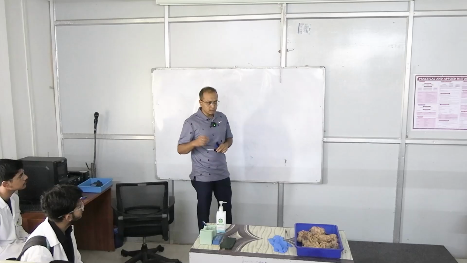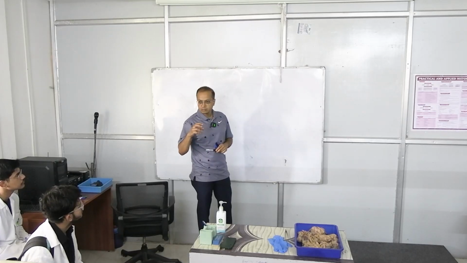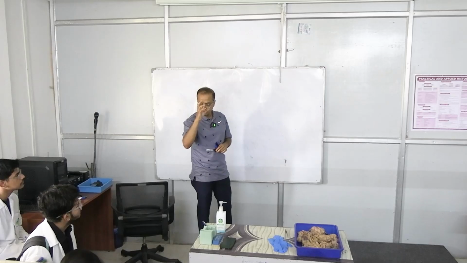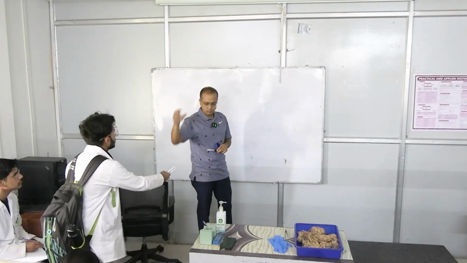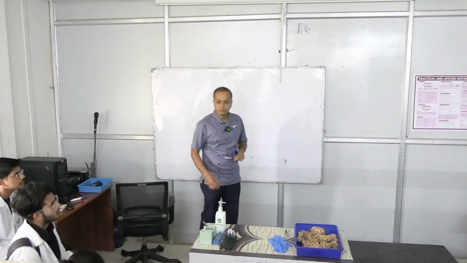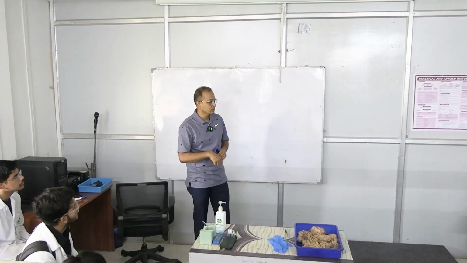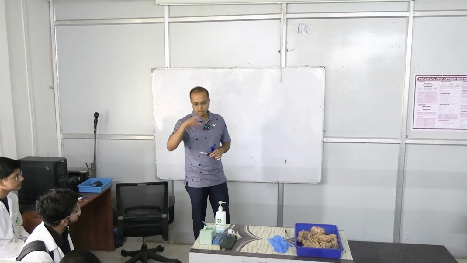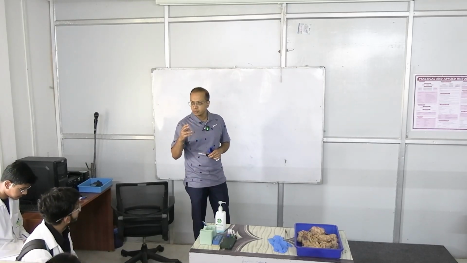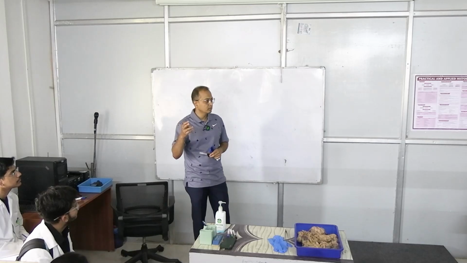Now this large intestine starts from the cecum, and then the ascending colon, transverse colon, descending colon, sigmoid colon, and rectum. So this is how the whole thing is described. Now the small intestine, how many parts do we have? Three.